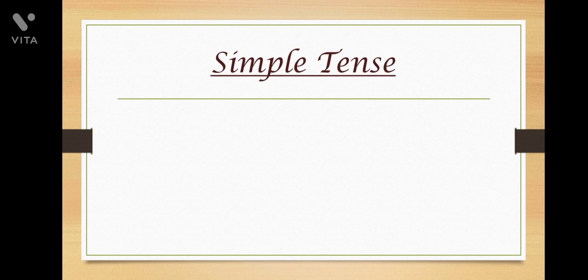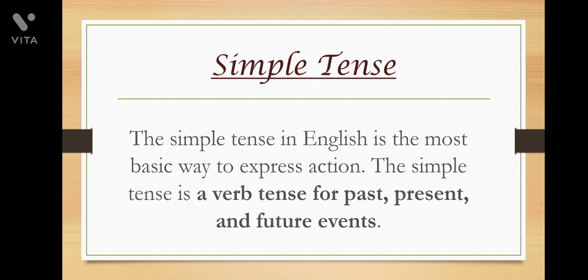The next thing is simple tense. The simple tense in English is the most basic way to express action. The simple tense is a verb tense for past, present and future events: the events which happened in the past, which are happening in the present, or are going to happen in the future. So this tense is the basic way to express that kind of actions in simple sentences.